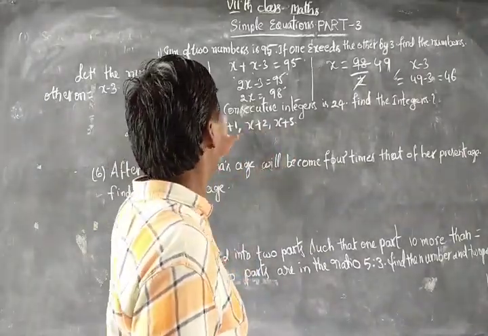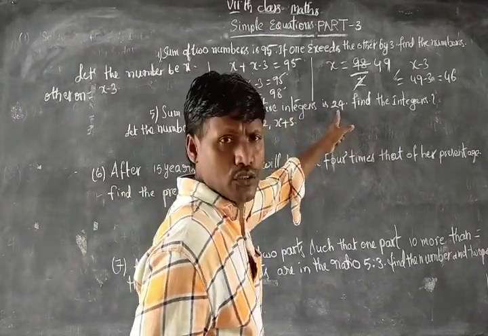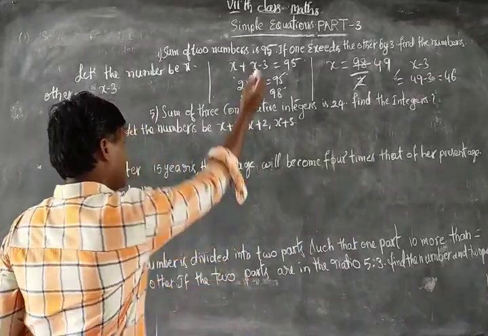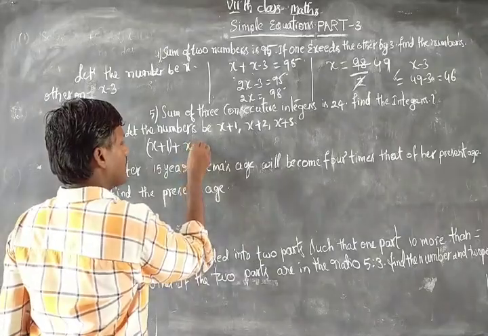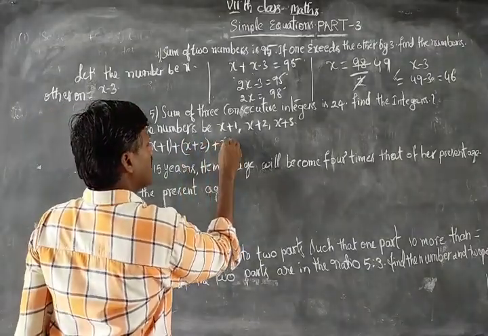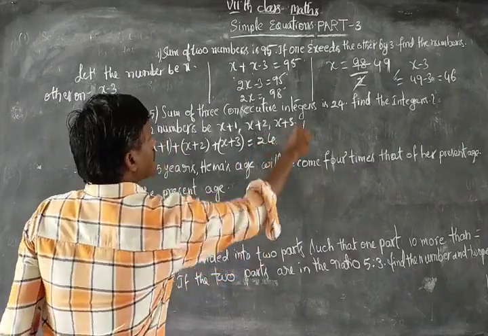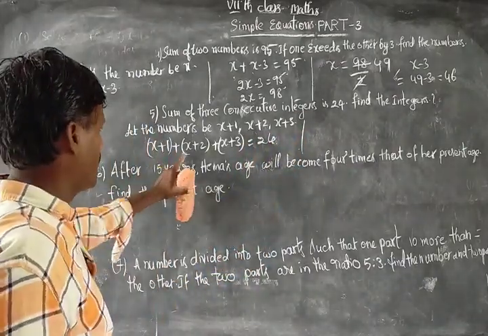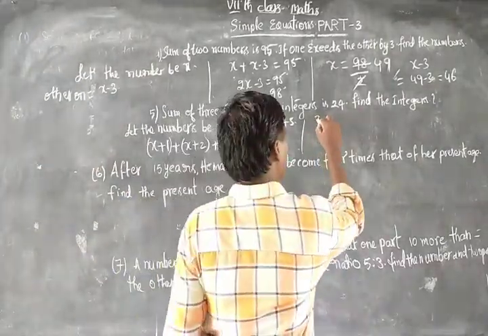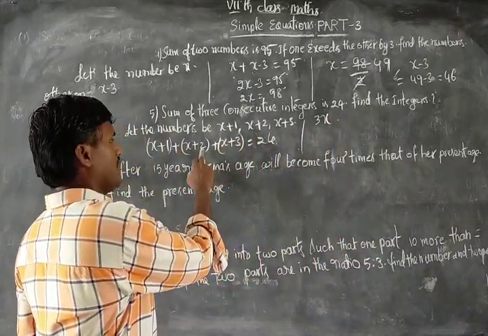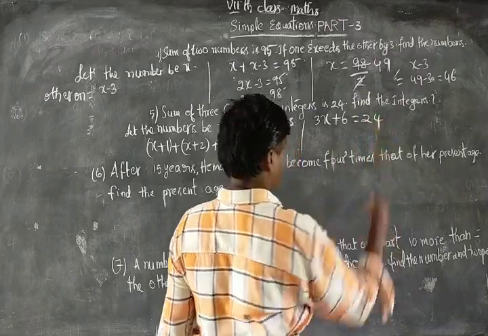But he told us the sum of 3 consecutive numbers, so we have to add these 3 numbers, which is equal to 24. When you add, x plus 1 plus x plus 2 plus x plus 3 is equal to 24. How many x's are there? 1, 2, 3. So finally we can write x plus x plus x means 3x, and 3 plus 2 is 5, 5 plus 1 is 6, equal to 24.